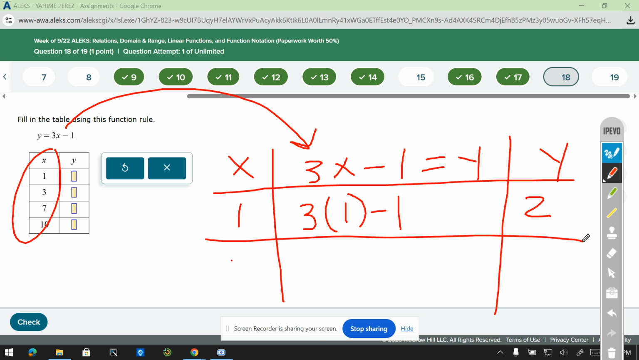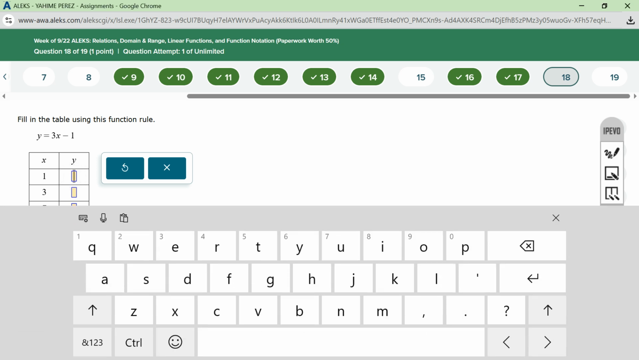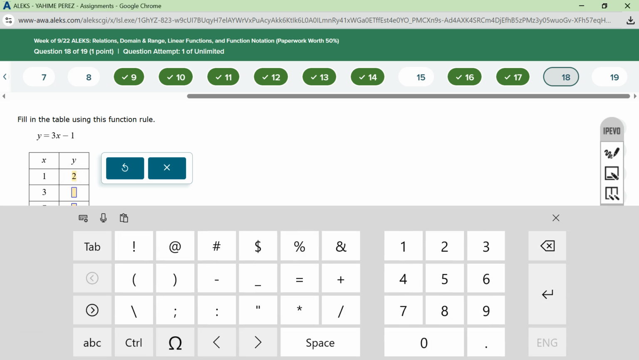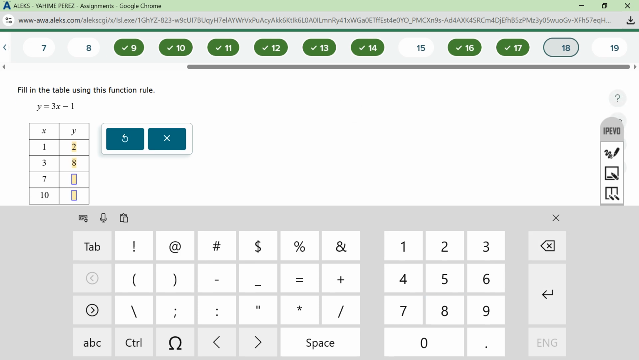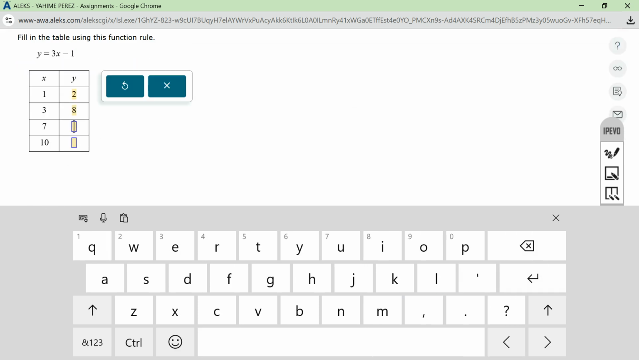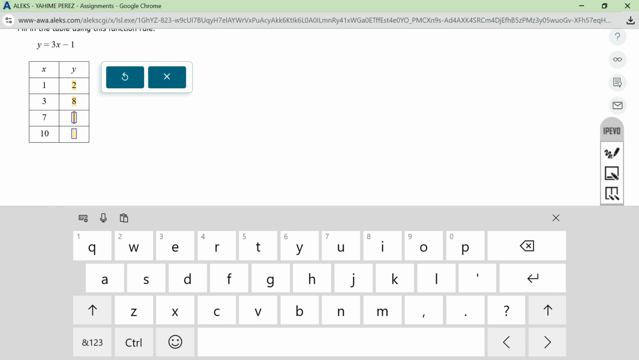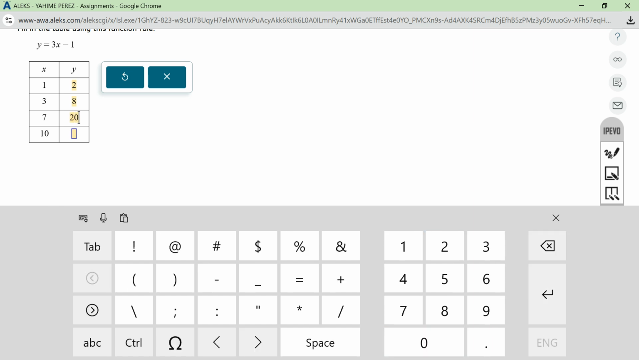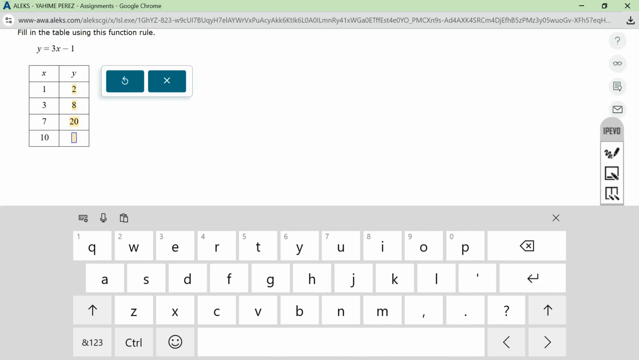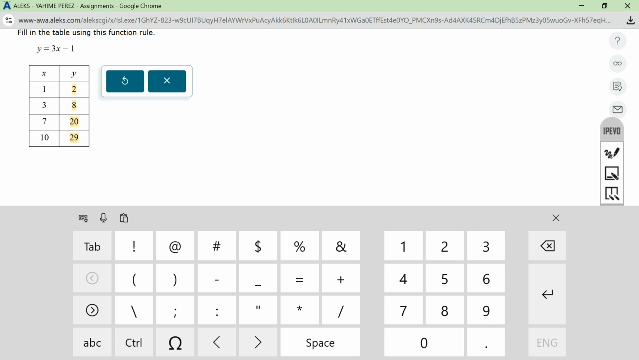Okay, moving on to 3. I'm going to substitute, replace the x with 3. And now I'm going to do 3 times 3 minus 1 is 8. And then I'm going to do that for the rest. So I've got the next one is 3 times 7, which is 21, minus 1, which is 20. And 3 times 10, which is 30, minus 1 is 29.